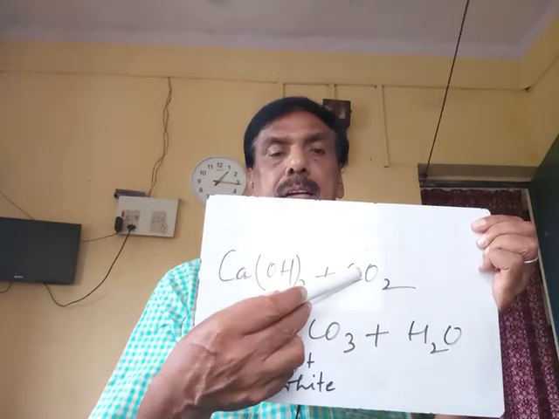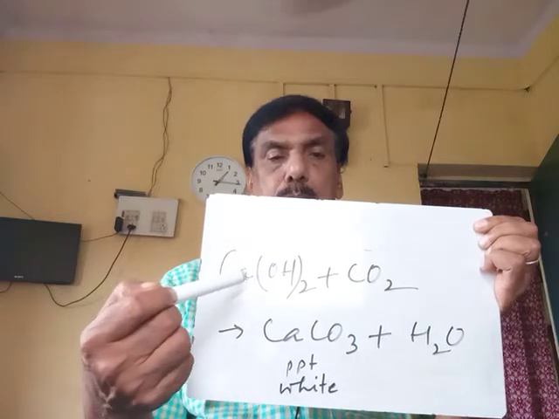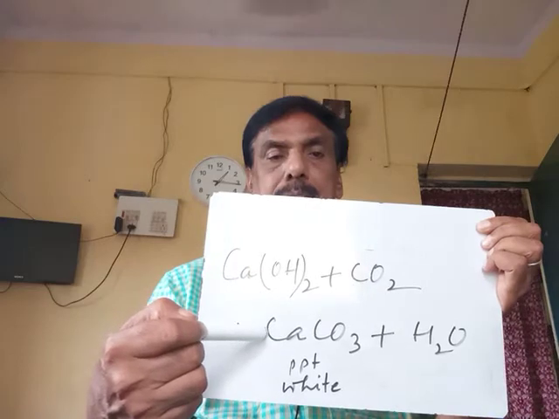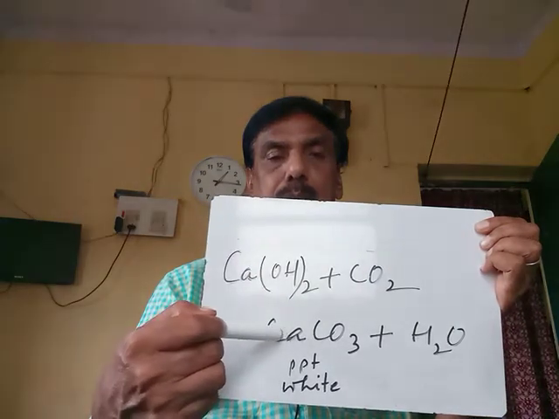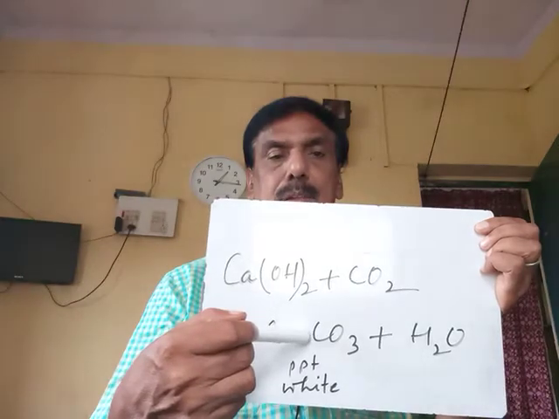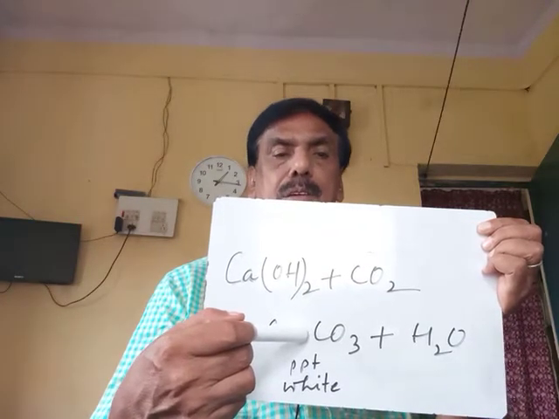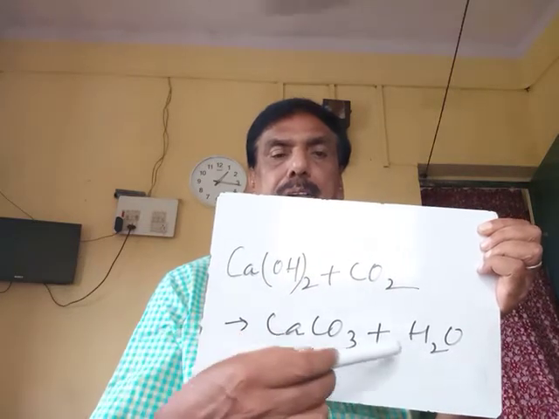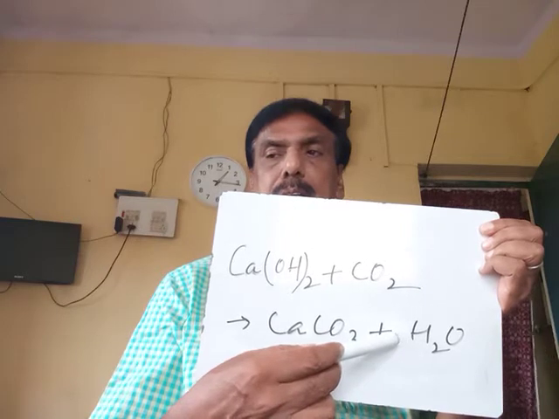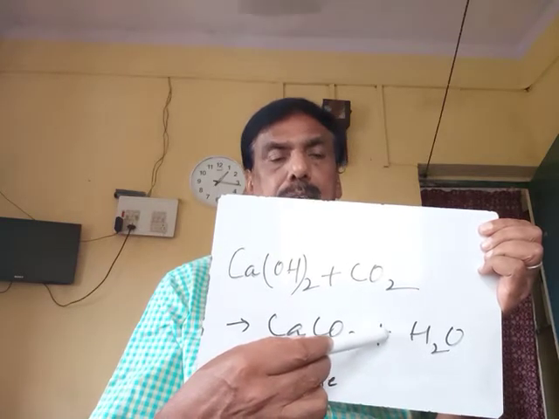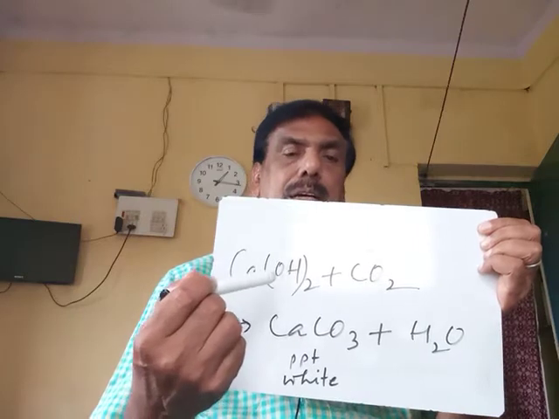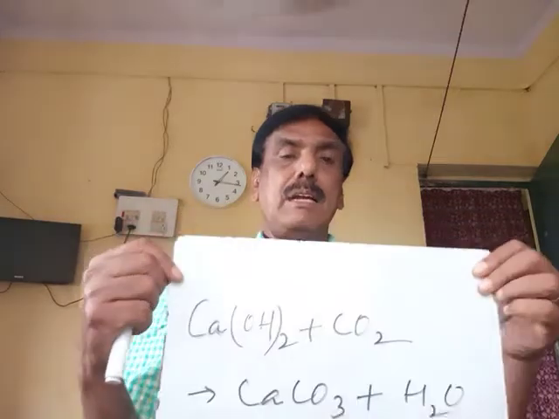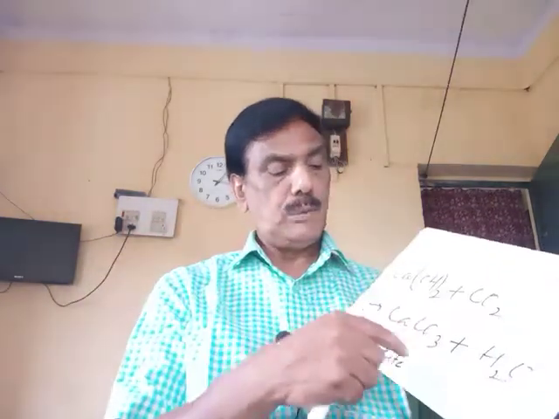So when carbon dioxide is passed in lime water, the product is calcium carbonate, which is insoluble in water, and it comes up as very tiny solid particles, which appear as a white precipitate, and you also get water. So this is the only gas, carbon dioxide, which turns lime water milky. White means it is milky.